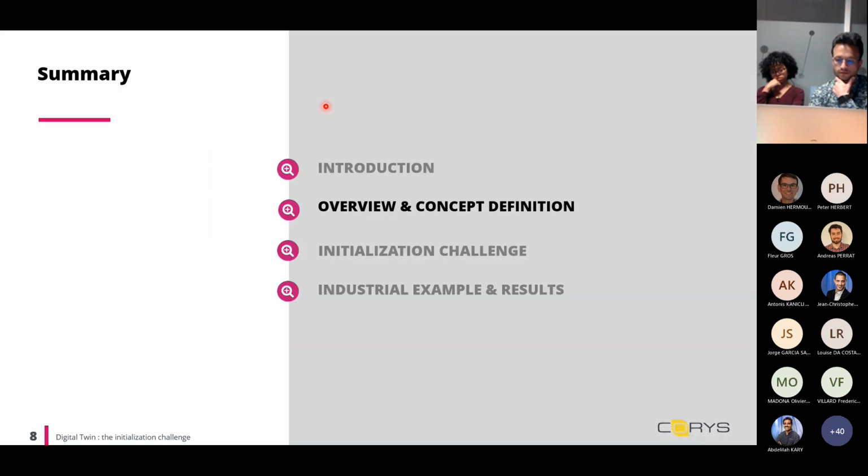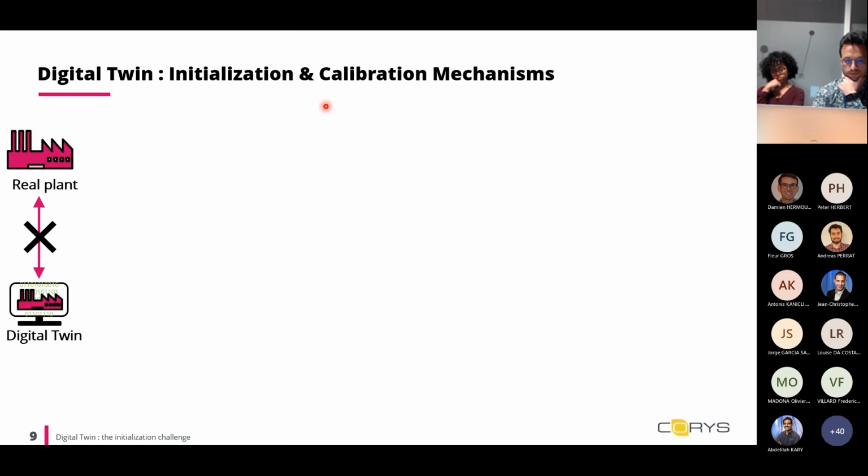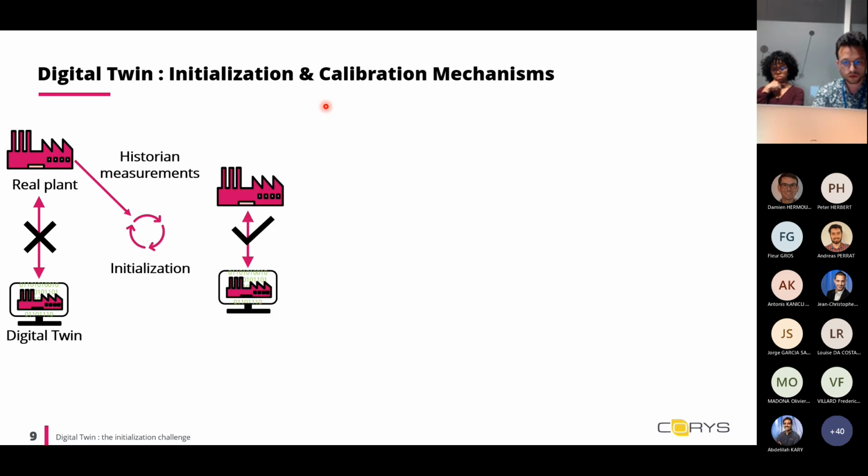Then let's move on to the concepts behind the initialization. Let's consider at the beginning a digital twin and a real plant that are not initialized together at the very beginning. The first step is to use the historical measurements to do the initialization. Once you are correctly initialized and the state of your real plant is the same as the state of the digital twin, you could perform many actions.